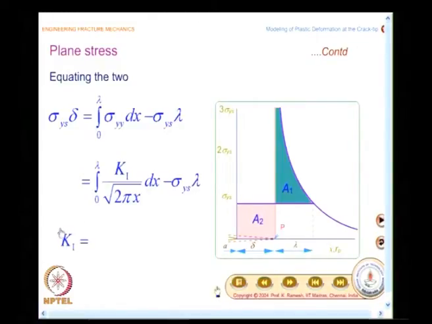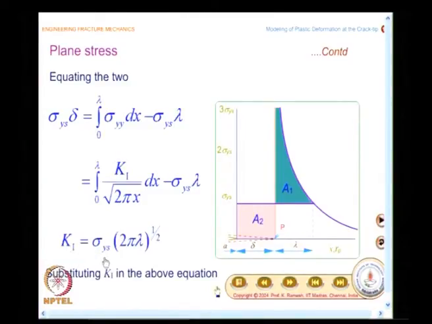We have already looked at how to express k1 in terms of lambda. Just go back to that expression, and I can write k1 as sigma ys multiplied by root of 2 pi lambda, or (2 pi lambda) whole power half, and you substitute this expression for k1 in the above equation, then simplify. What we are really looking at is we have to estimate what is delta.